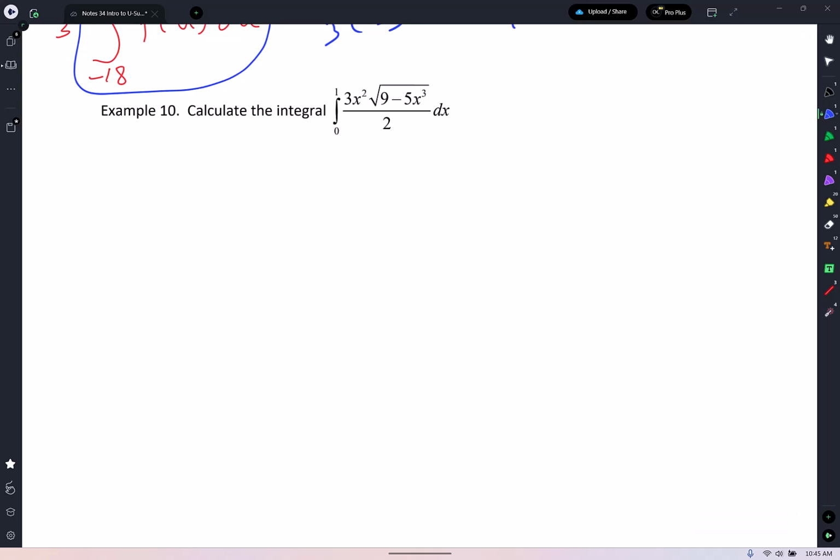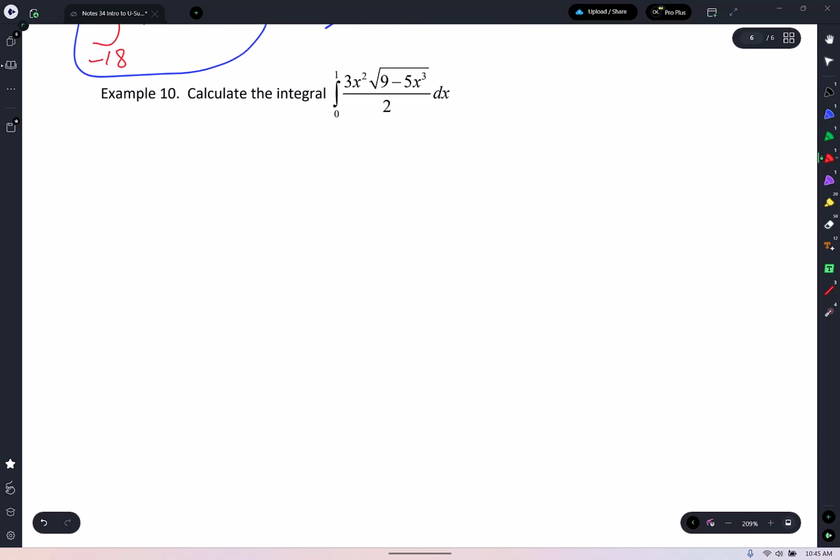All right. Last one, guys. Last one. All right. Check it out. What do I do? What's my u? Why is your u 9 minus 5x cubed?